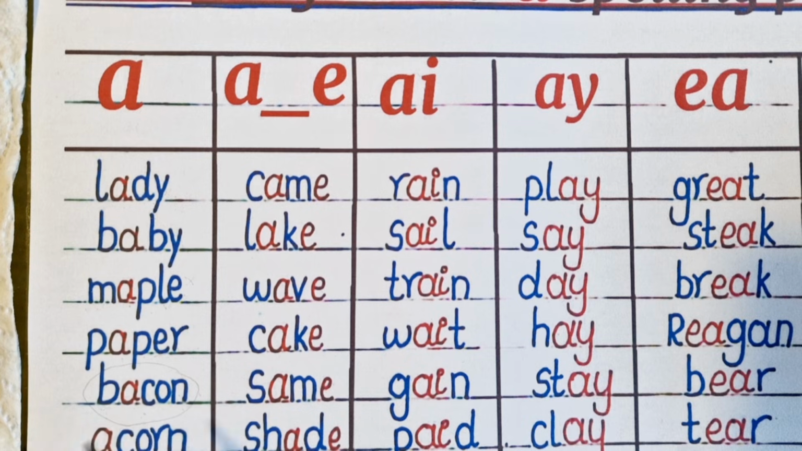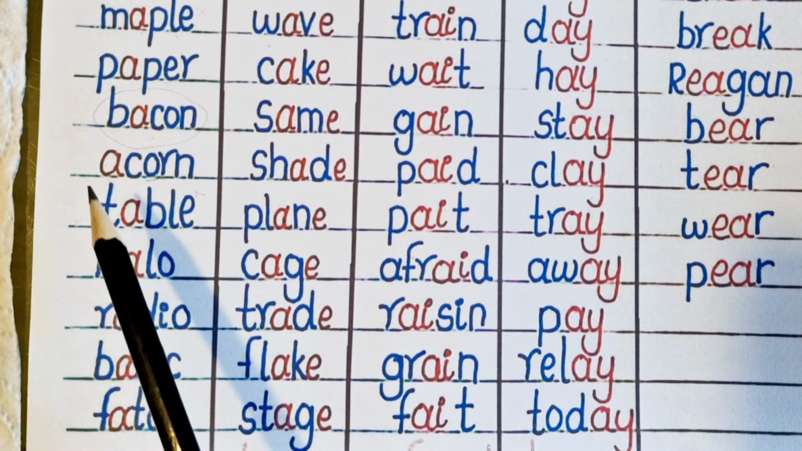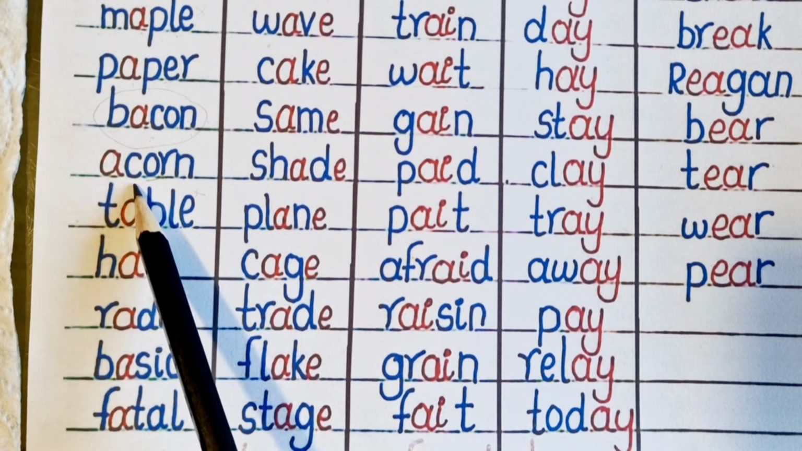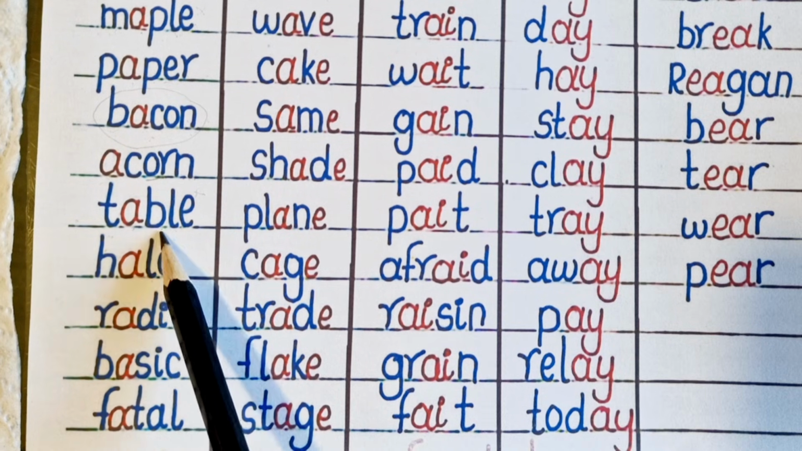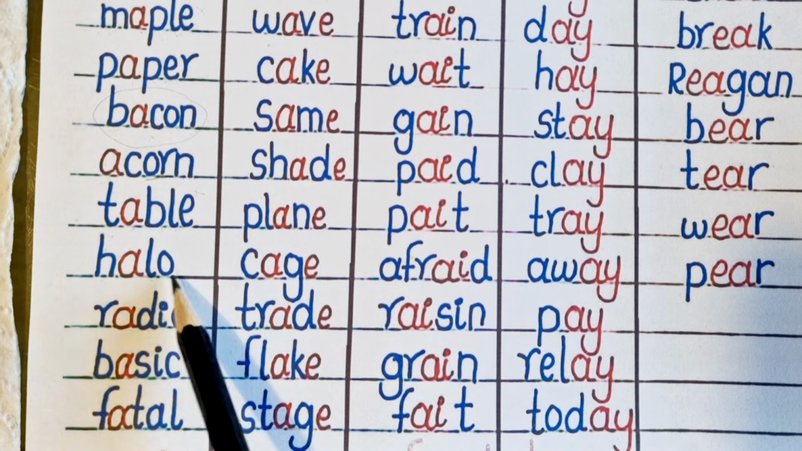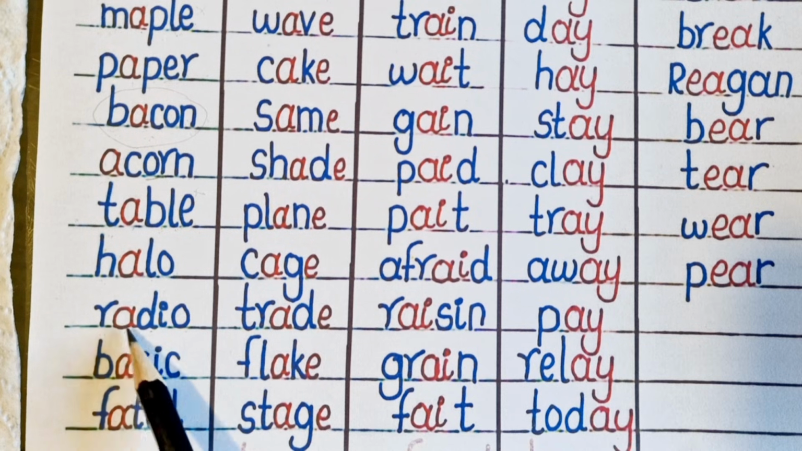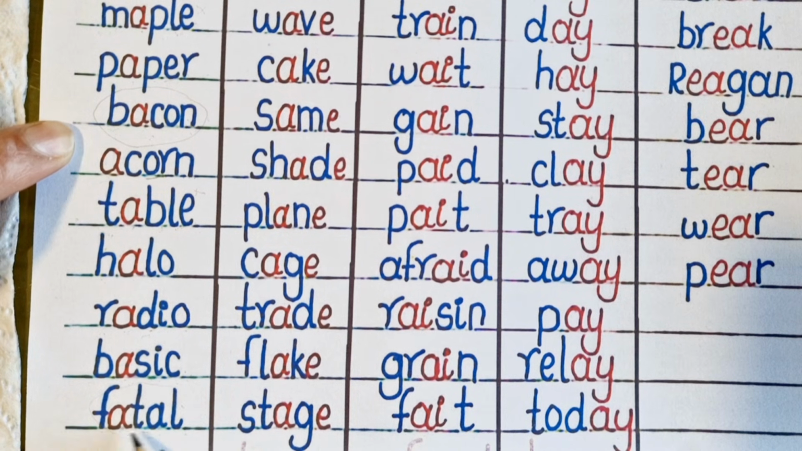Tricky words are the words that we have to learn by ourselves. We can't make sounds. Bacon. A, k, or n, acorn. T, a, b, table. H, a, o, hello. A, d, red. E, o, radio. B, a, b, s, ick, sick, basic. This word we will also read as a tricky word, fatal.